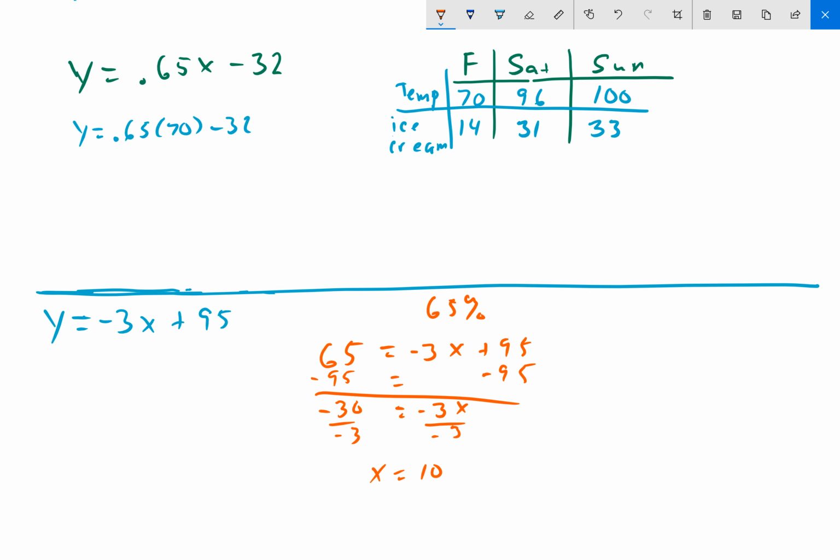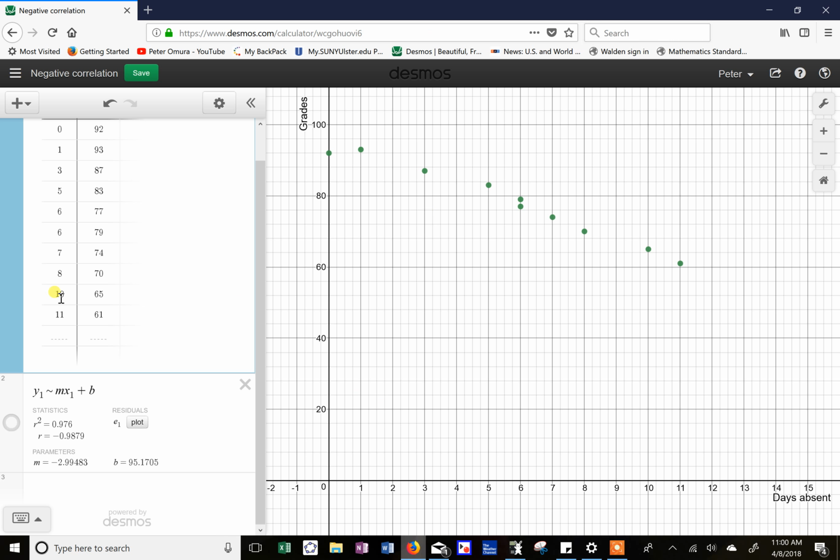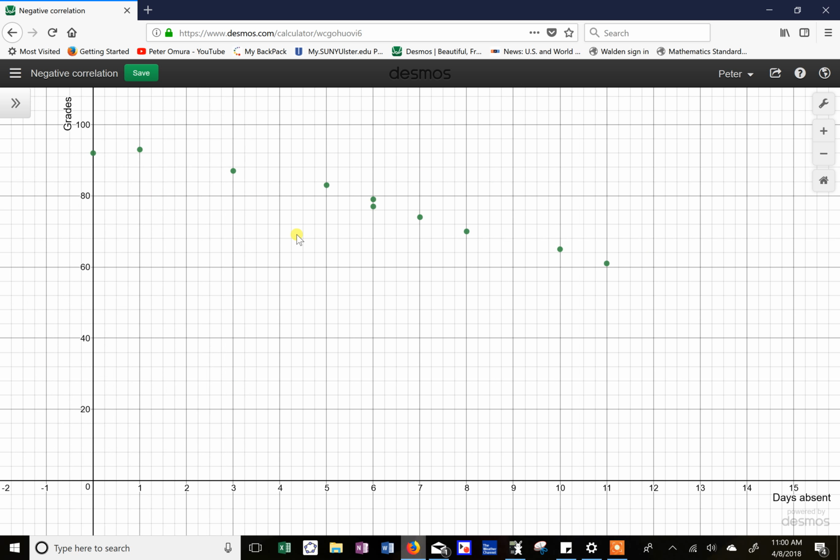If you weren't sure, you could always guess and check, and just plug in a bunch of x values until you get that. So on this occasion, if I was absent 10 times, I should expect to get a 65. If you take a look, that's actually one of my values, so that certainly makes sense. Once again, it's a predictor, and it doesn't mean if you were absent 10 times you were definitely going to get a 65. It's just saying that if you're absent 10 times, your grade is going to be lower, and that makes sense because you're not there to receive the material.